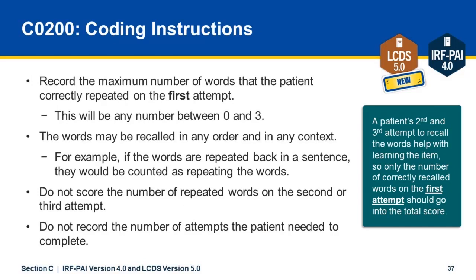So how do we code the patient's response? Record the maximum number of words that the patient correctly repeated on the first attempt. And this number will be between 0 and 3. So for example, if they said bed, blue, and shoe, you would use code 2. The words may be recalled in any order and in any context. For example, if the words are repeated back in a sentence, they would be counted as repeating the words.